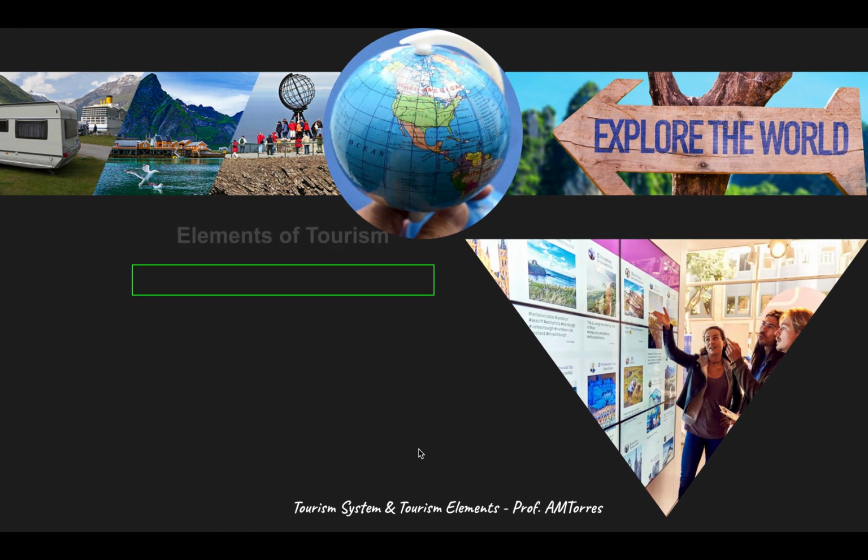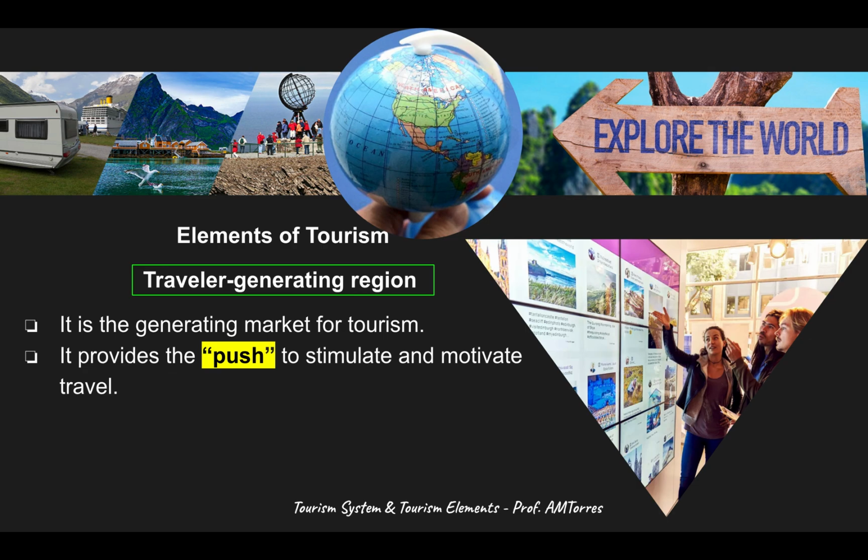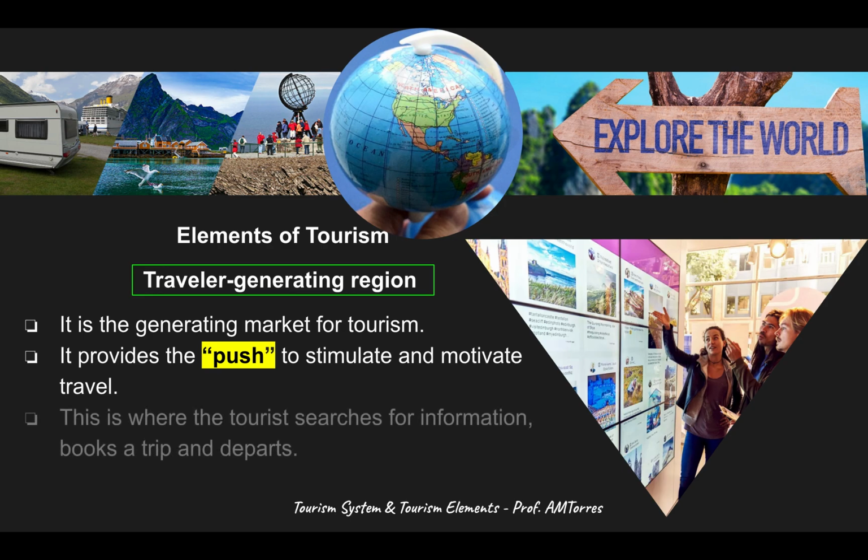So that's the first. The second is the traveler generating region, which we just talked about a while ago. So it is the generating market for tourism. I guess we knew this already. And it provides the push to stimulate and motivate the travel. So how do we do the movement, or how do we do pushing? So when we say pushing, it is the moving forward. Okay? Moving forward means that we usually are motivated to visit the destination.